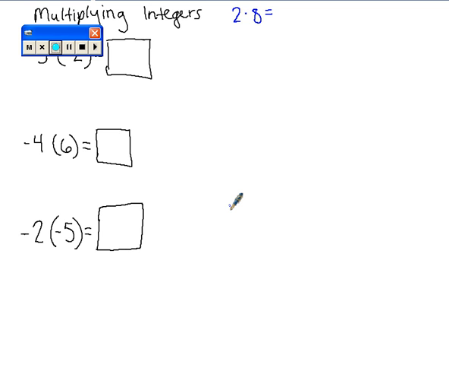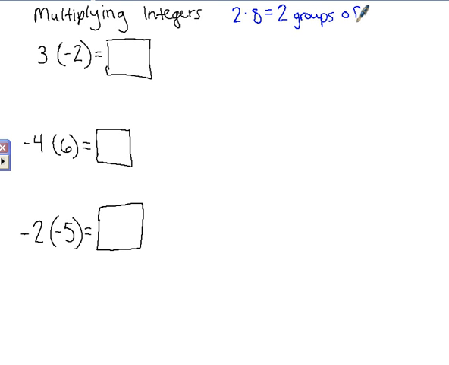Okay, we're going to look at multiplying integers. If we have 2 times 8, that's the same as having 2 groups of 8, or 8 plus 8 to get 16. When we change to positives and negatives, really not much changes at all.